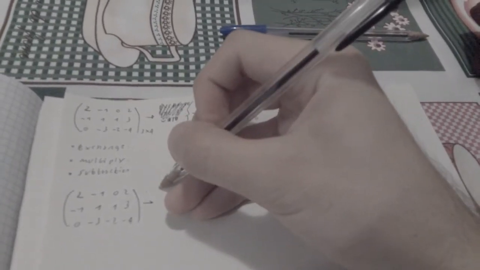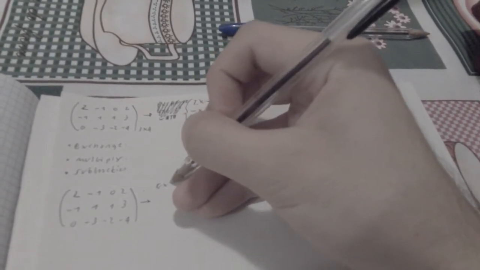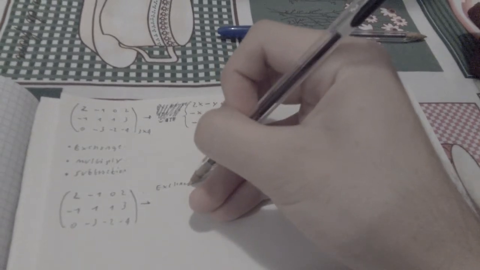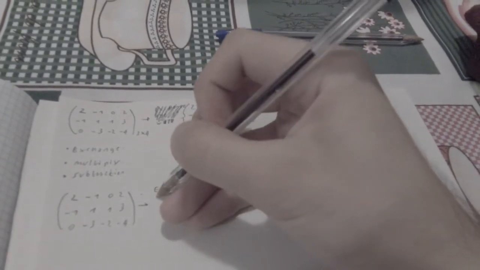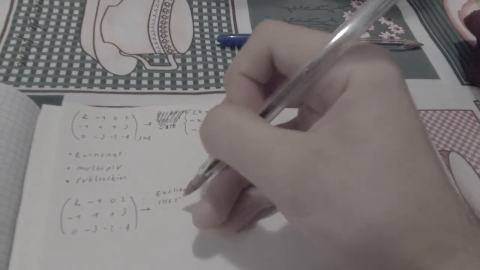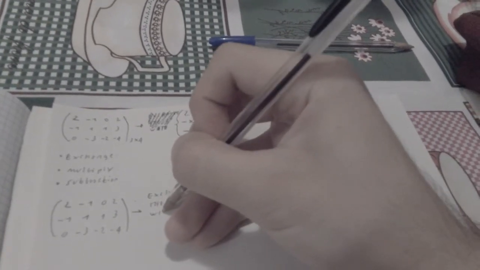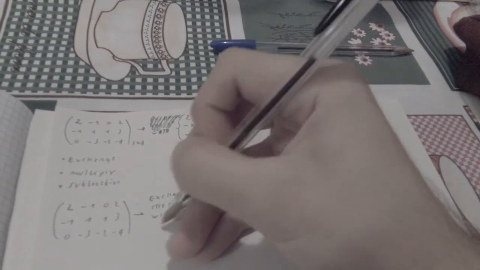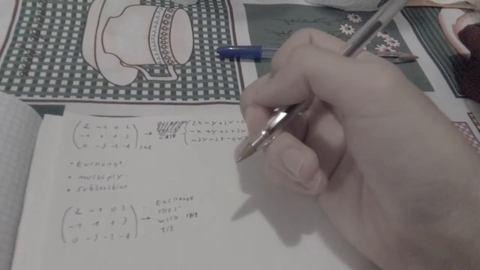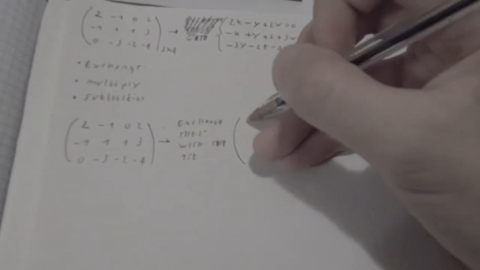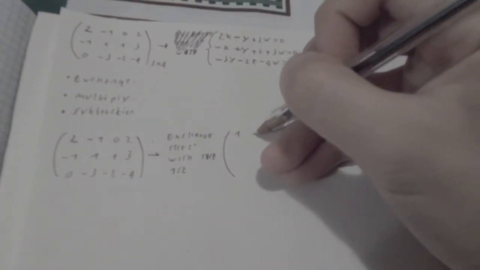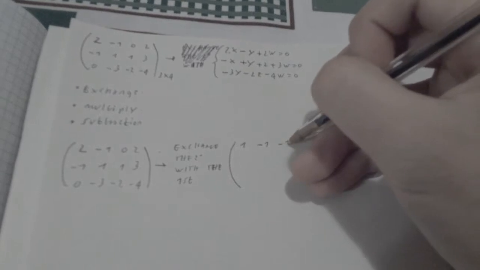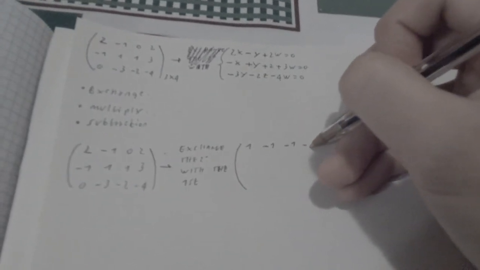So the first thing I'm gonna do is to exchange the second one with the first. Okay, so just gonna exchange it, and it's gonna become 1, -1, -1, -3.